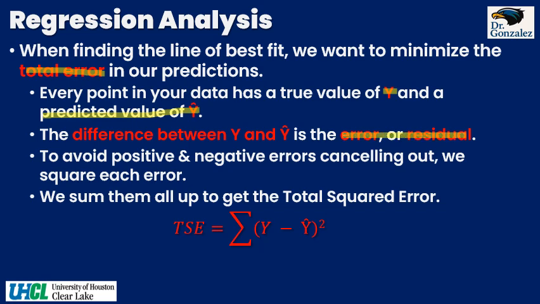Now, in the actual formula, we're going to square each error because we don't want positives and negatives to cancel each other out. And then we're going to sum all of this up and get this error calculation, the total squared error. So the total squared error equals, remember, the sigma means sum of, we have y, a data point, minus the estimated value of y, squared. And we sum all of those up. And that gives us our total squared error.